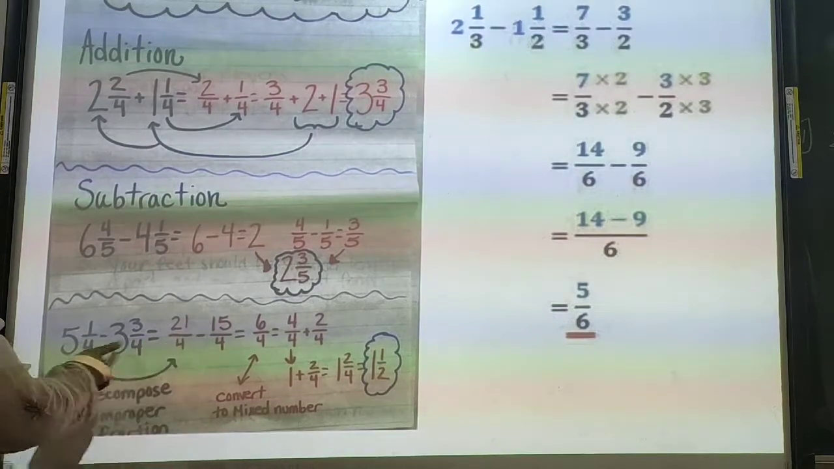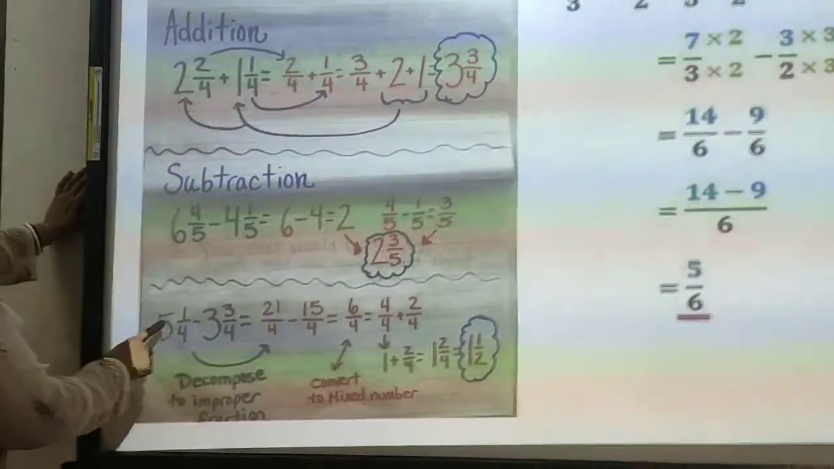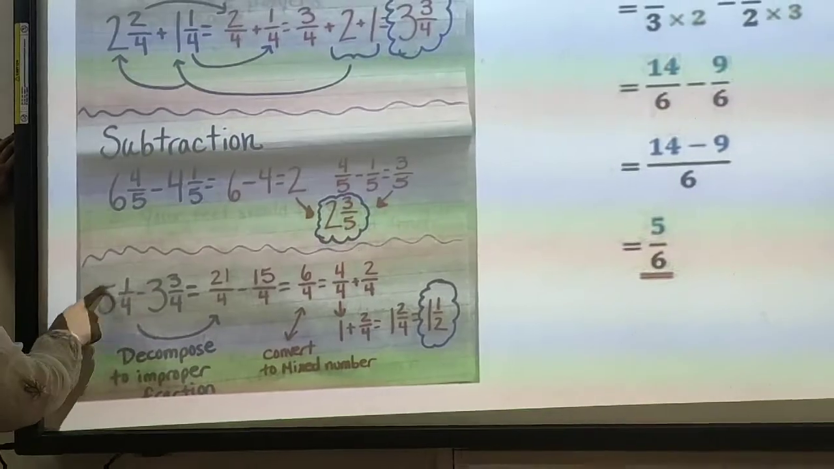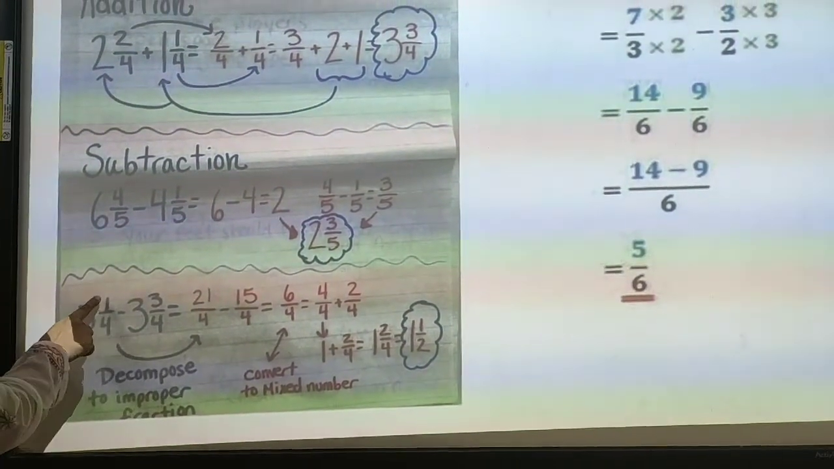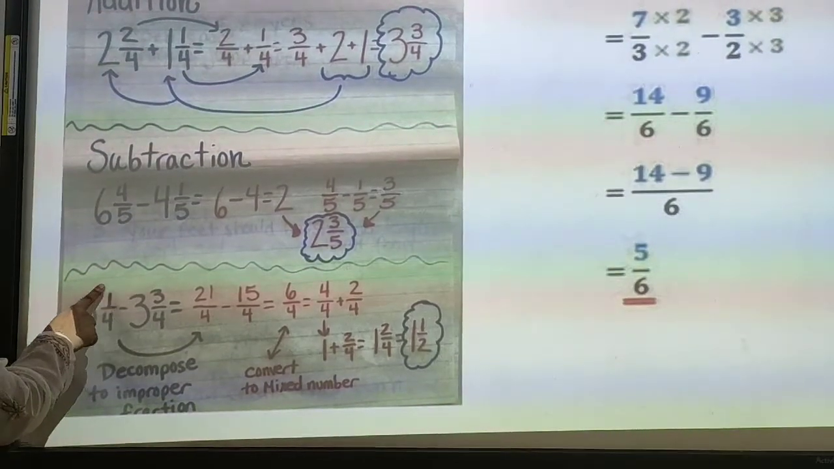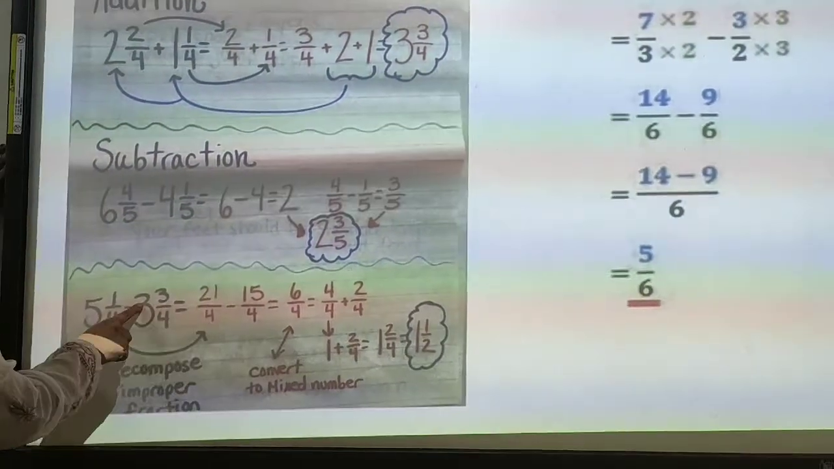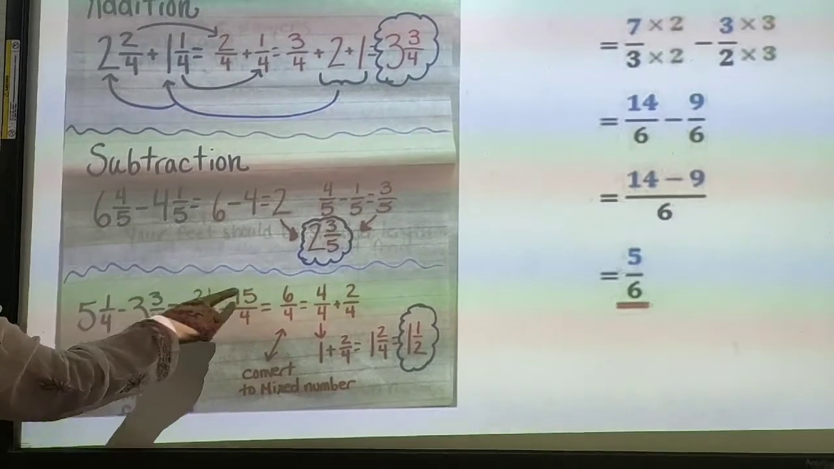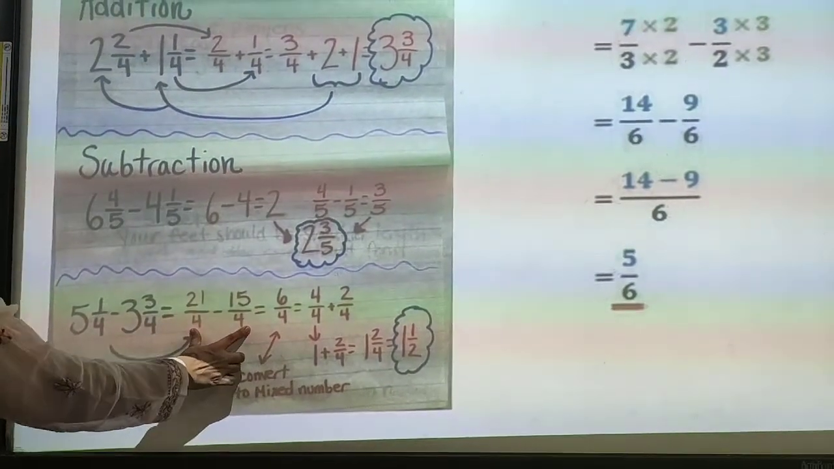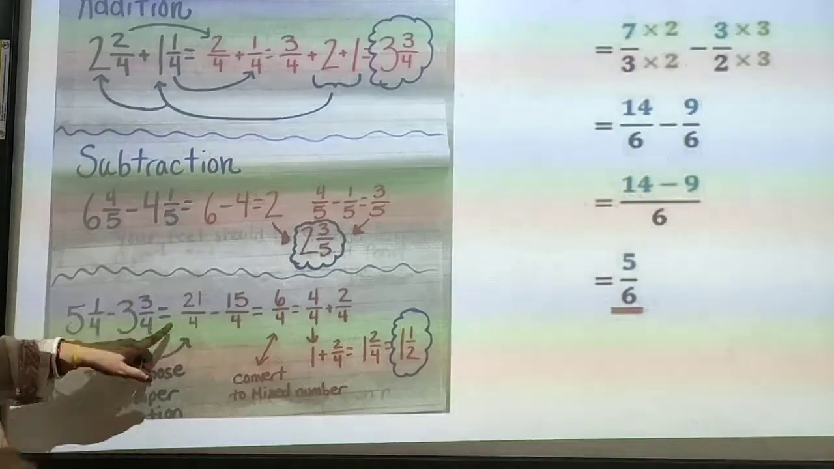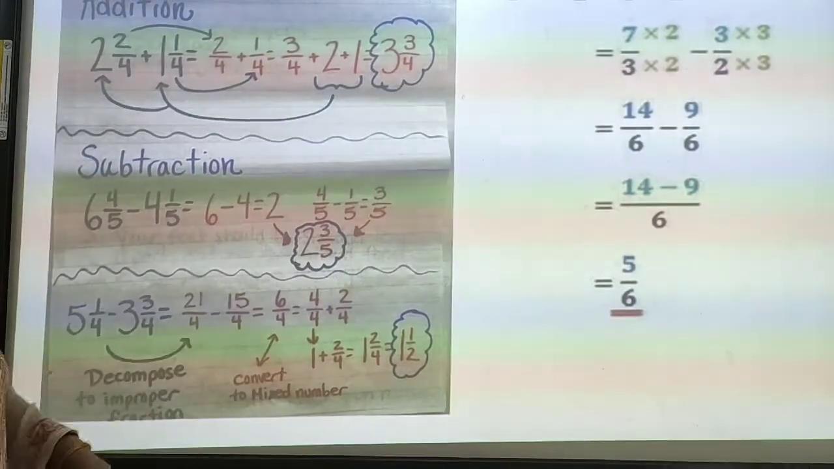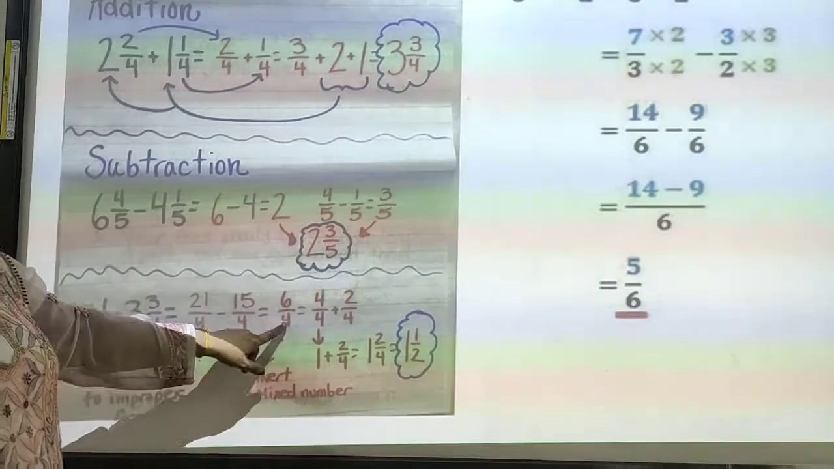We cannot do that. So first, what we have done is convert this mixed fraction into an improper fraction. 5 4s are 20 plus 1, 21. So 21 by 4. 3 4s are 12 plus 3, 15. So 15 by 4. Now here the denominators are the same, so 21 minus 15 is equal to 6. So 6 by 4.